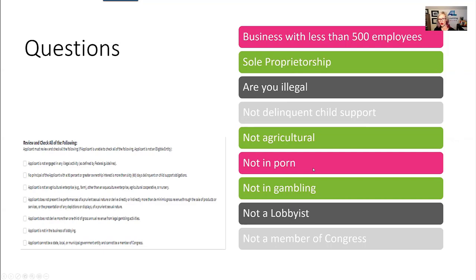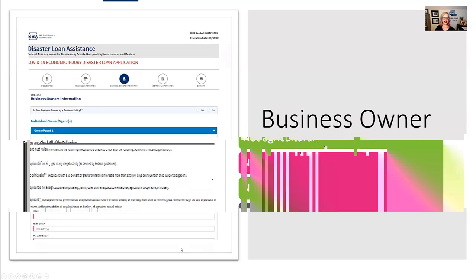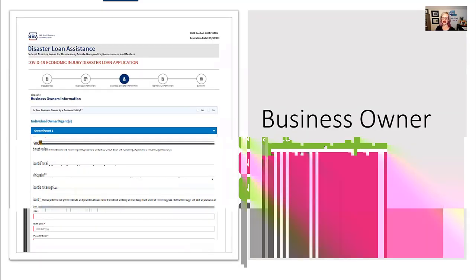Are you in porn? That one's just wacky to me. Are you in gambling? Are you a lobbyist? And lastly, are you a member of Congress? And if you say no, or you go ahead and check the box to each of those, yes, you are a business less than 500, then you can advance to the next page of the application, and then you put in the business owner information.